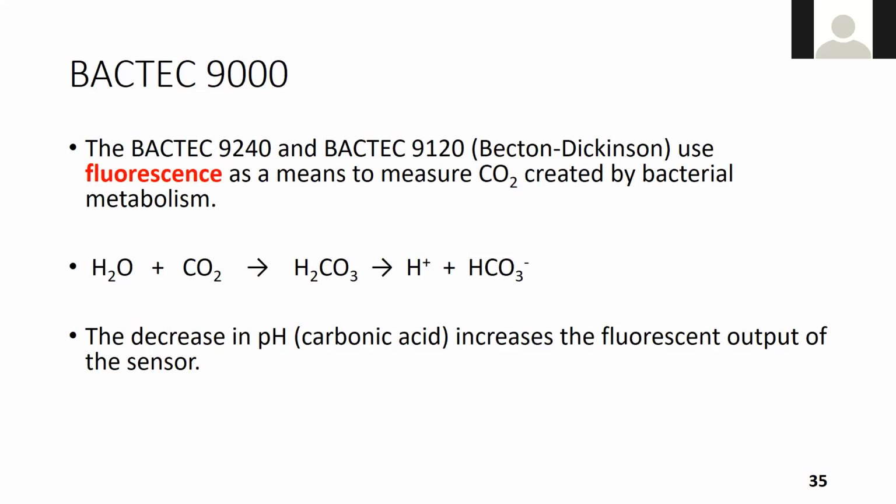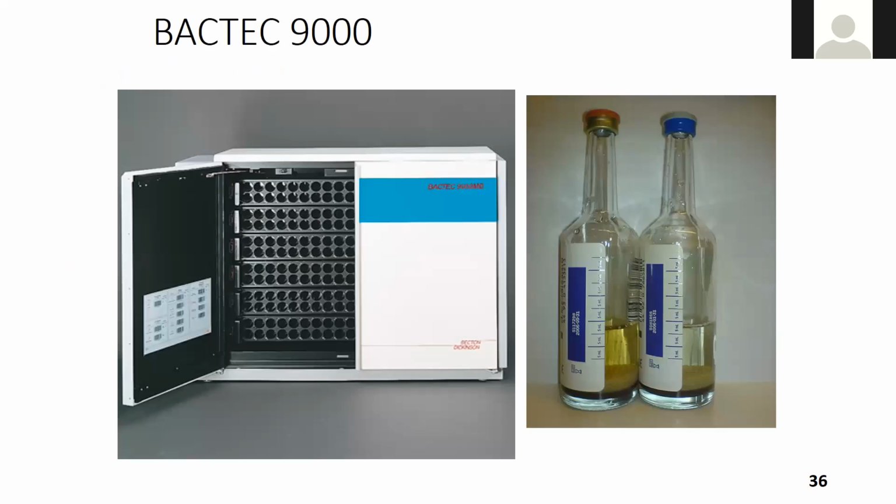Who was that? BACT Alert. Then we have BACTEC 9000. Becton Dickinson uses a fluorescent sensor as a means to measure the CO2 created by the bacterial metabolism. This bicarb decrease in pH increases the fluorescent output of the sensor to pick up. That's the BACTEC. So you got BACT Alert and BACTEC. This is just a different maker.